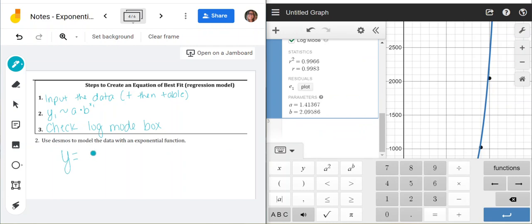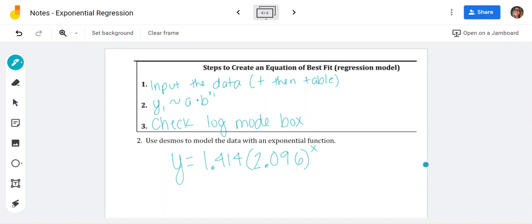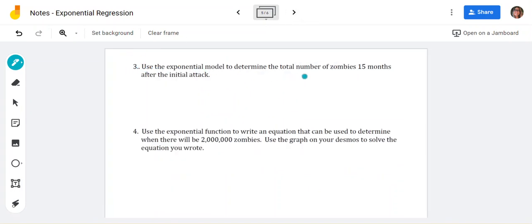So y equals 1.414, I'm going to round to 3 decimal places, times 2.096 to the x power. That would be my exponential function. Now, use the exponential model to determine the total number of zombies 15 months after the initial attack. So y equals 1.414 times 2.096 to the 15th power, because x was our number of months. I'm going to go ahead and plug that in here.